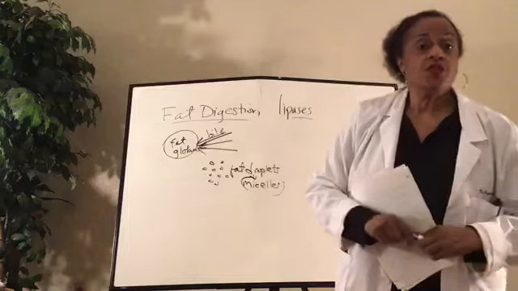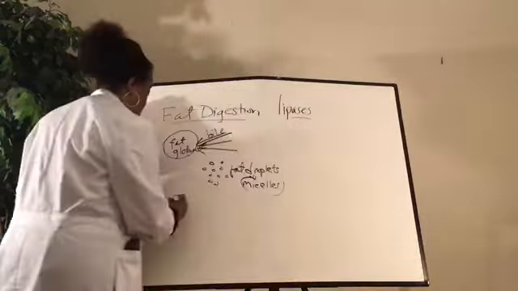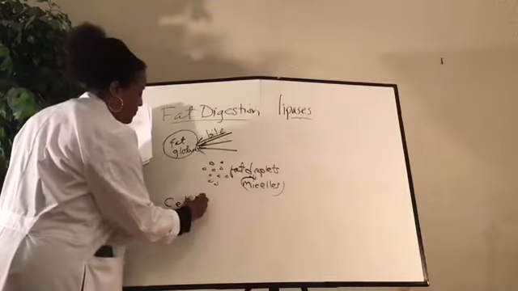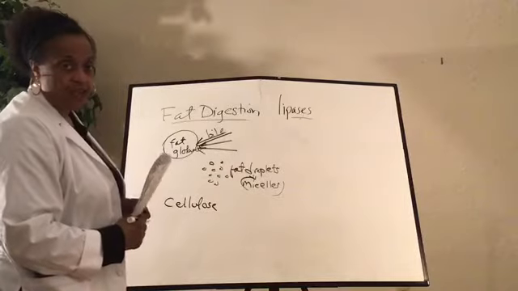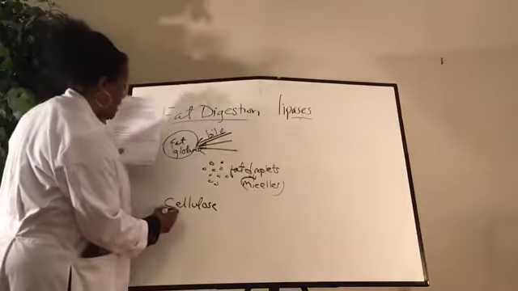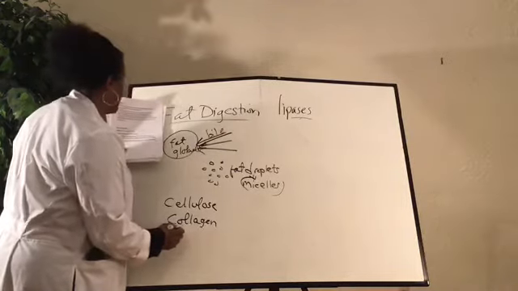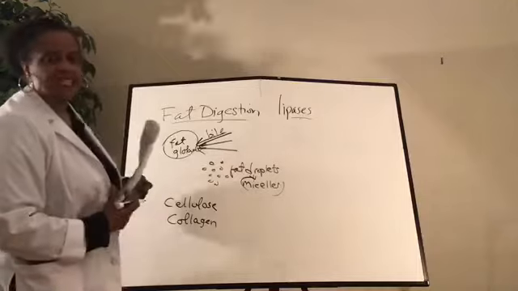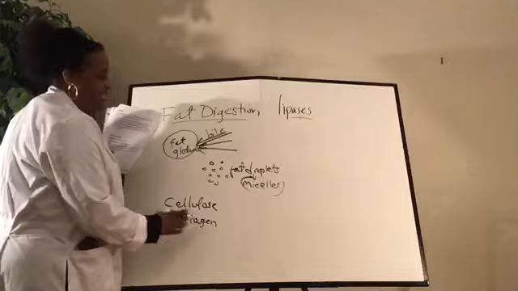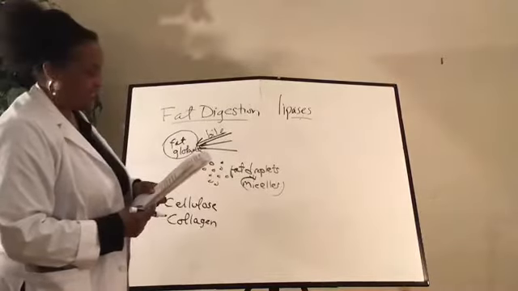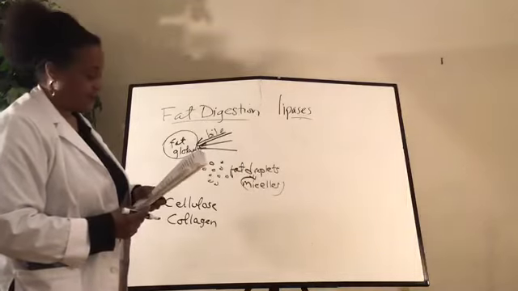There are some residuals of digestion. Cellulose, for one. Cellulose is a dietary fiber. It's a carbohydrate, actually. Collagen is another residual of digestion. This is like undigested connective tissue, right? Cellulose and collagen remain undigested in humans because there's no enzyme to digest them.